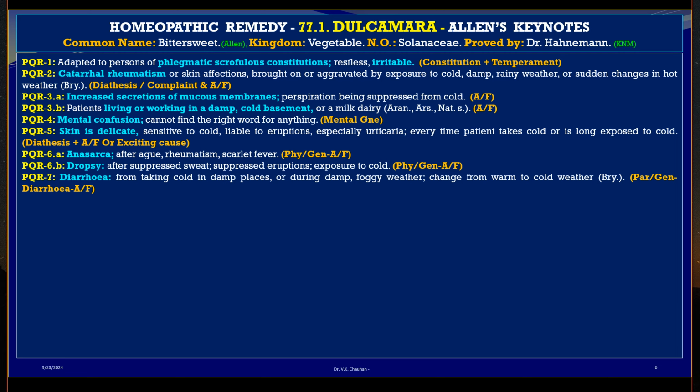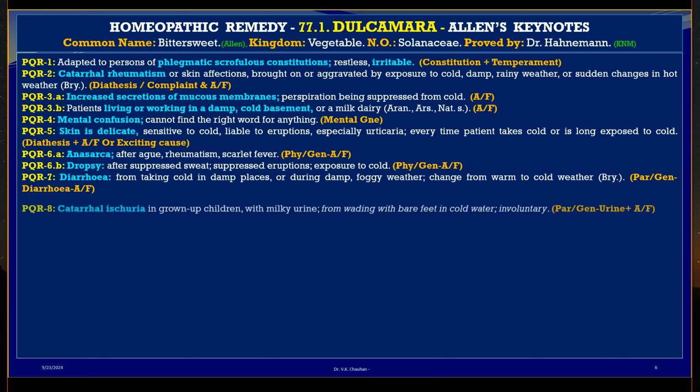We go to PQR7, diarrhea. From taking cold in damp places or during damp, foggy weather, changes from warm to cold weather. So this is a particular general symptom. In the GIT, we have diarrhea, and the exciting cause of diarrhea is there: damp places, damp foggy weather.